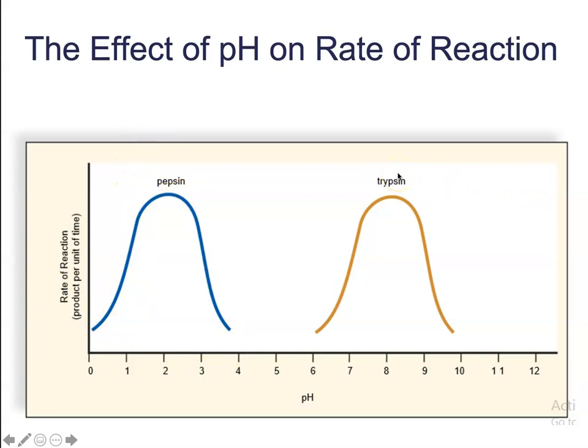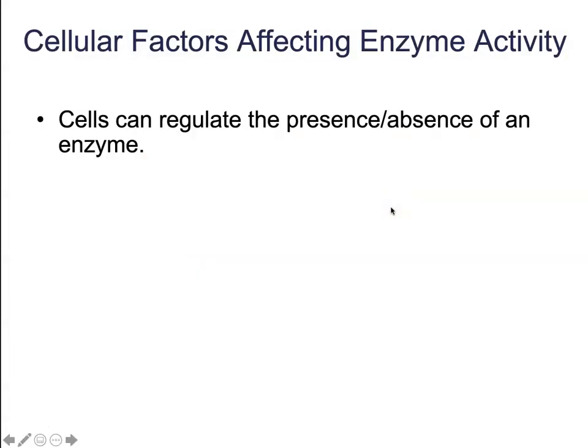Trypsin, on the other hand, is going to be found elsewhere in the body. It's going to be found in the small intestine. And in that case, we actually don't have a very acidic environment. So we don't want an enzyme that's optimized for a low pH. So trypsin is going to be optimized for a higher pH. And once it becomes too acidic or even too basic, enzyme activity is going to drop off. And so those are sort of things that can regulate enzyme activity just on a physical level.